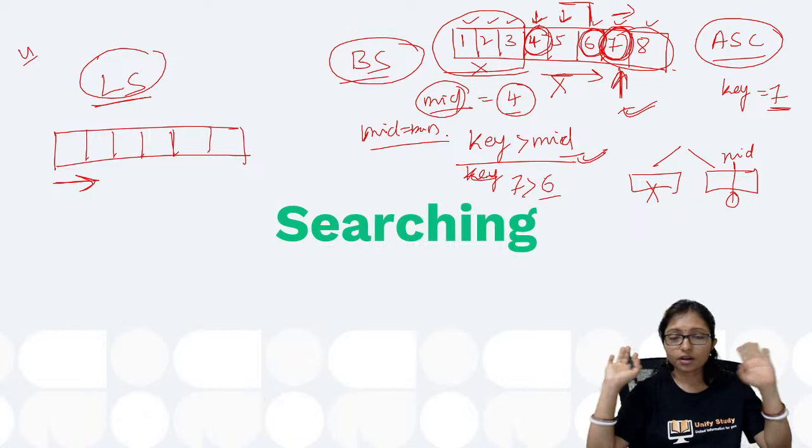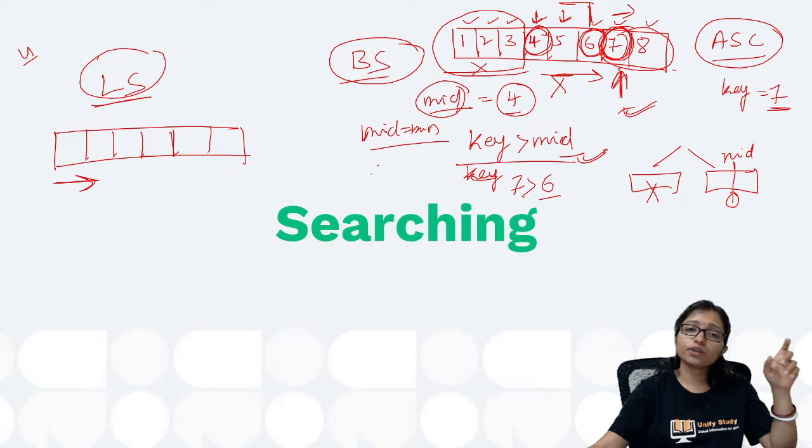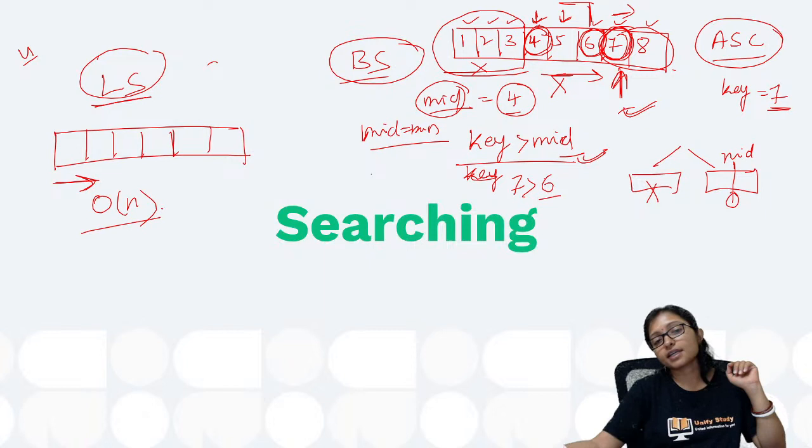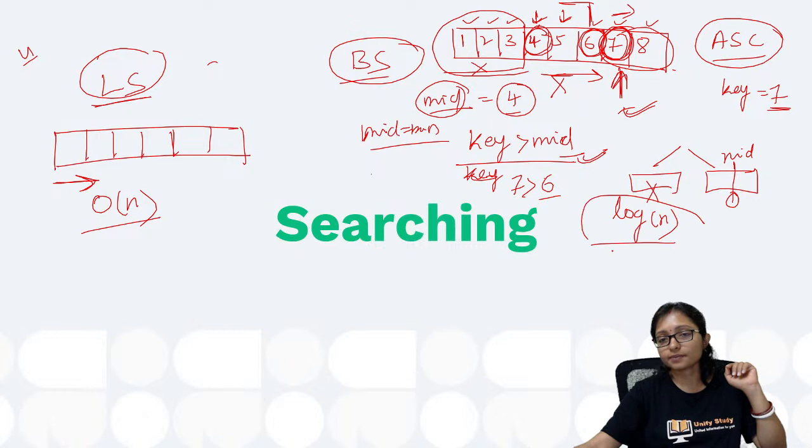Simple one. So what is the time complexity here? Always we are working on half of the part. That's why the time complexity here is log n. Linear search time complexity is order of n, but binary search time complexity is log n. Right? Yes. Clear?